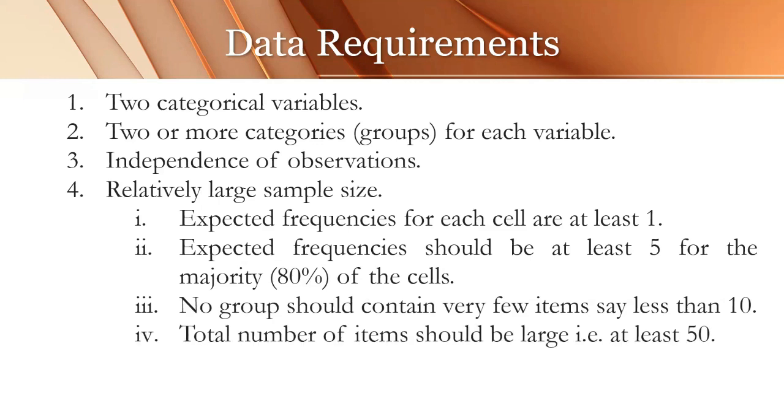The total number of items should be large, at least 50. Though we are expecting a large sample size, at minimum we should have 50. So these are some of the important data requirements one has to consider before conducting the chi-square test, that is, a test of independence.